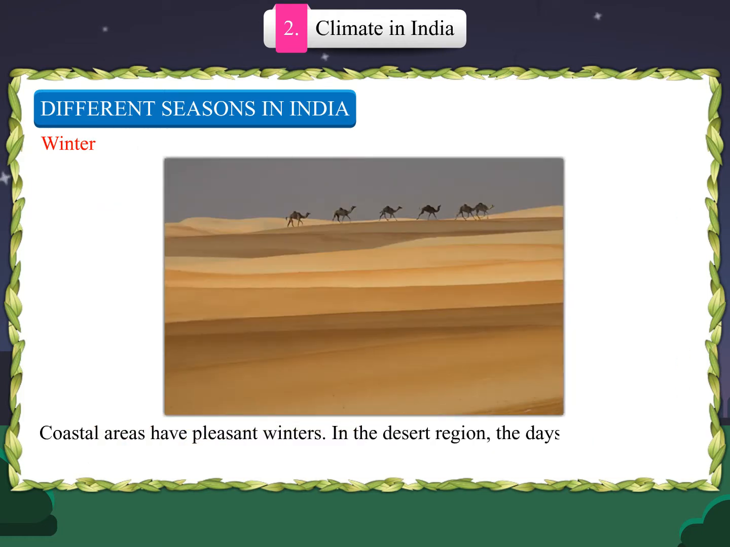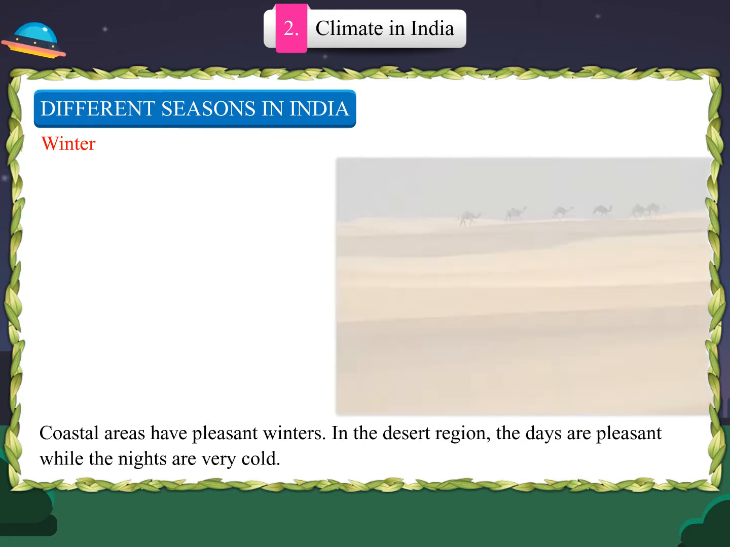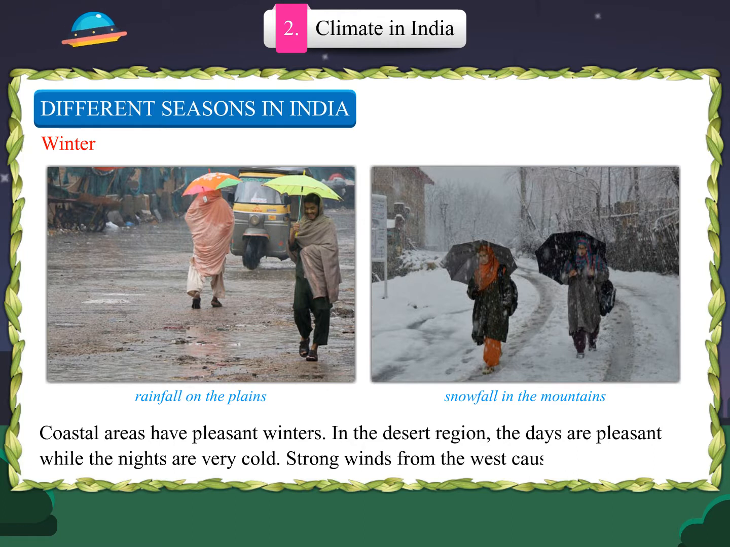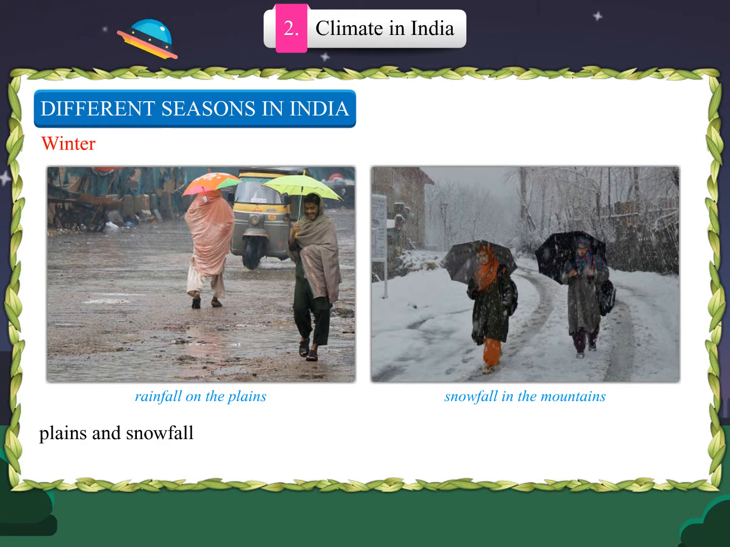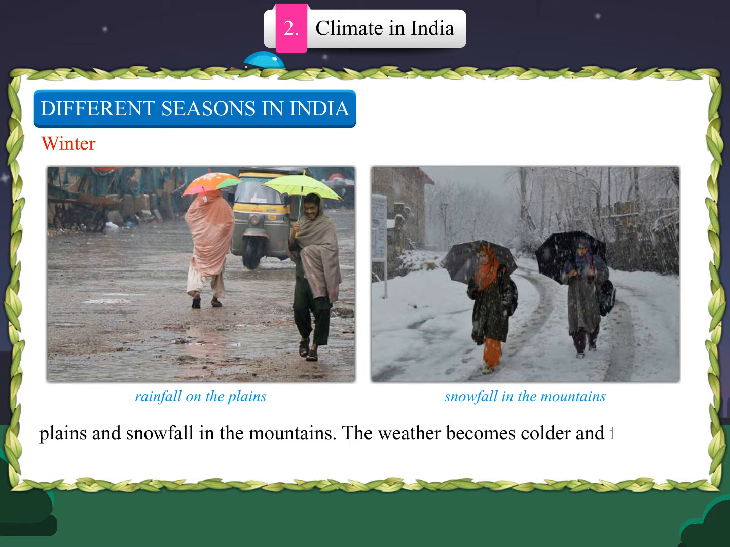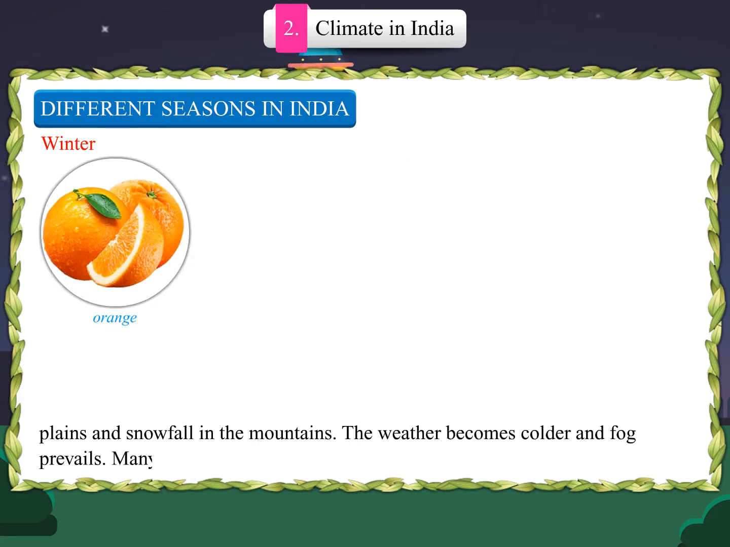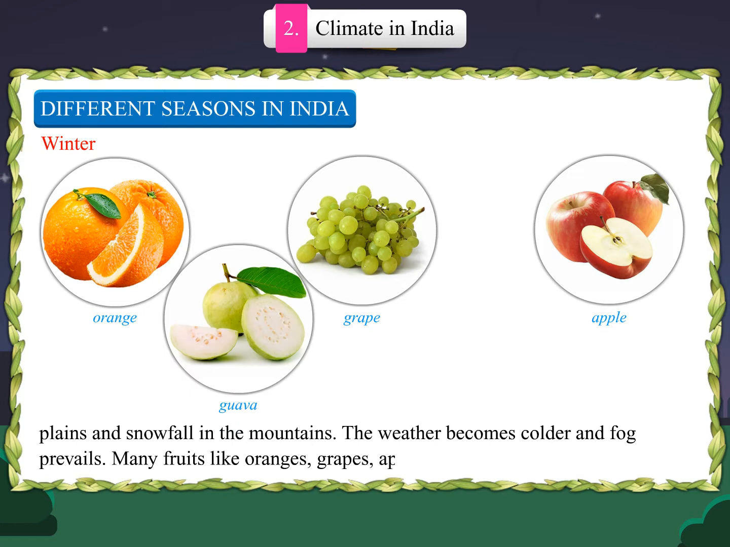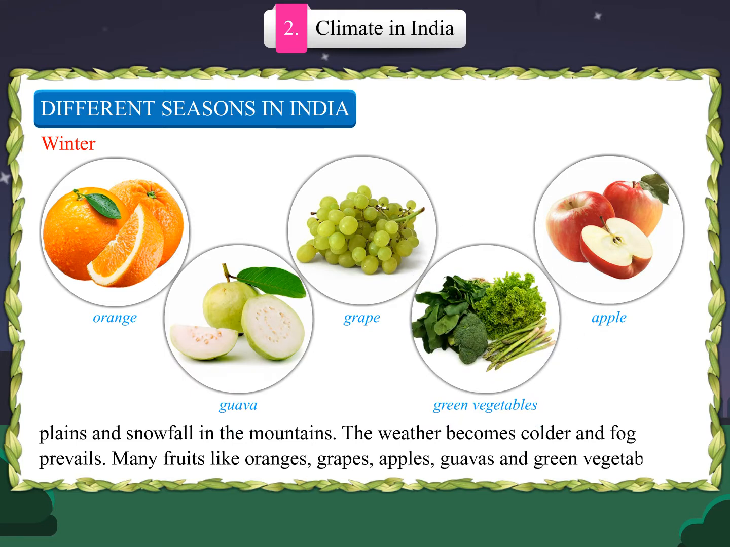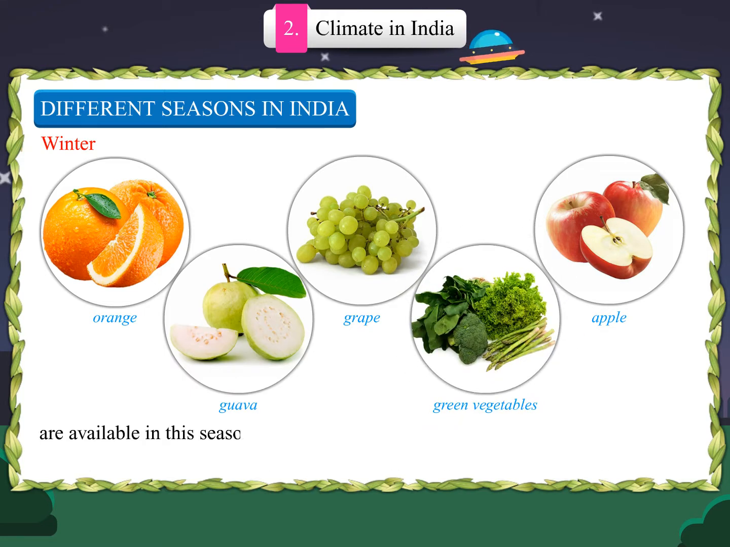In the desert region, the days are pleasant, while the nights are very cold. Strong winds from the west cause rainfall on the plains and snowfall in the mountains. The weather becomes colder and fog prevails. Many fruits like oranges, grapes, apples, guavas, and green vegetables are available in this season.